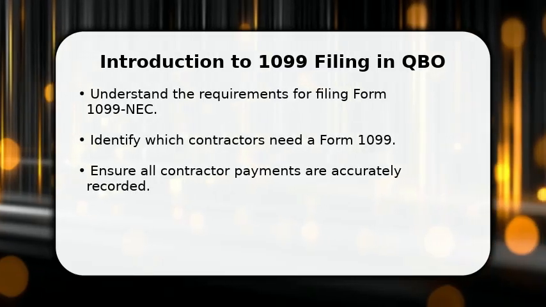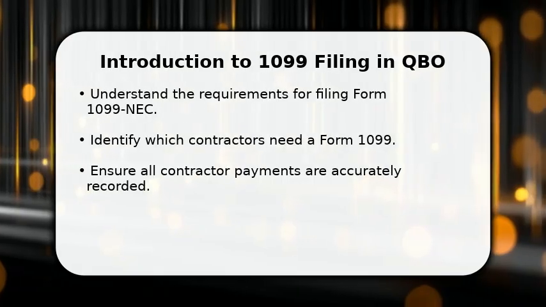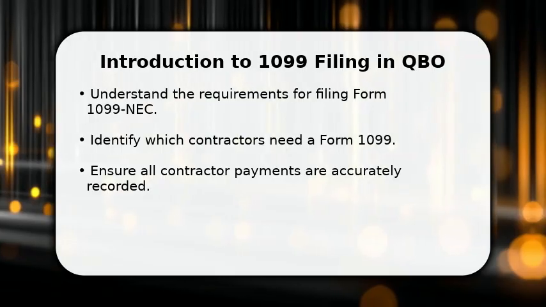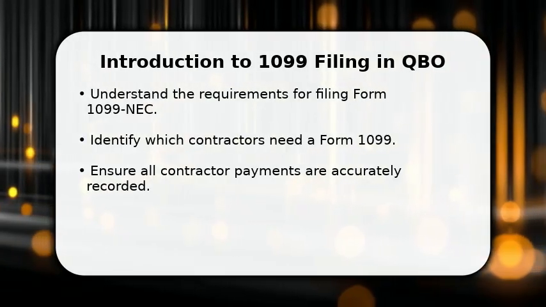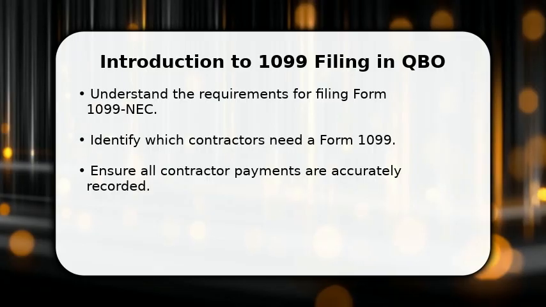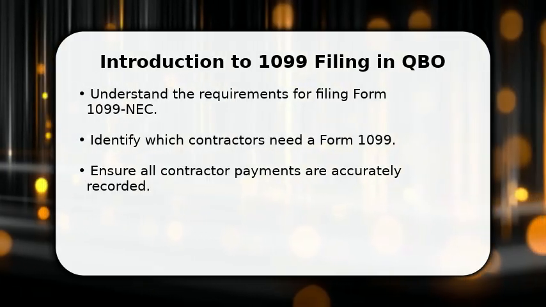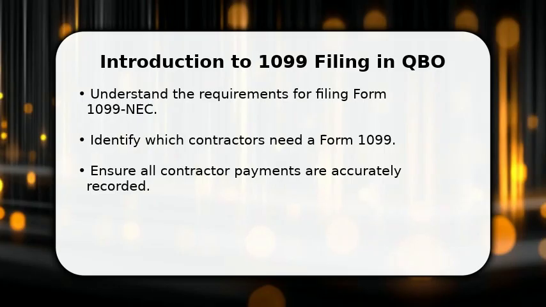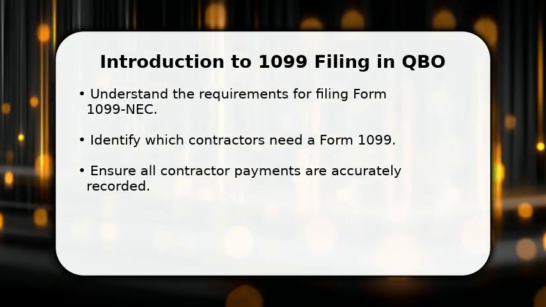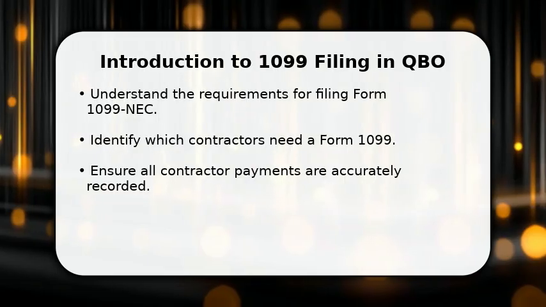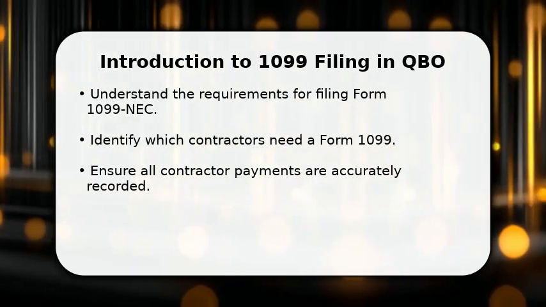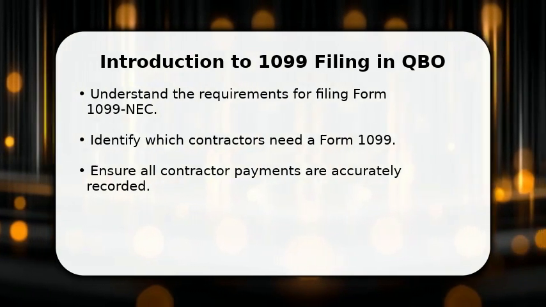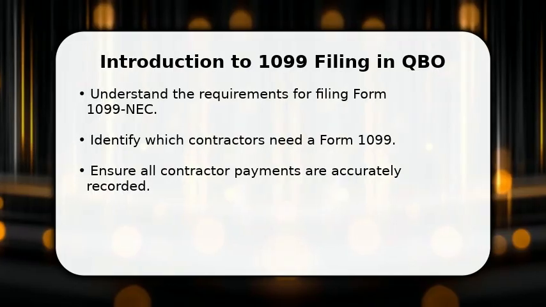In this video, I will explain how to file Form 1099 in QuickBooks Online. First, ensure all your contractor payments are accurately categorized. You'll need to identify which contractors require a Form 1099 NEC, typically those paid over $600 for services. Verifying their tax identification numbers and addresses in QuickBooks is a crucial initial step. This preparation saves significant time and prevents errors later in the process, making your filing smooth and compliant.